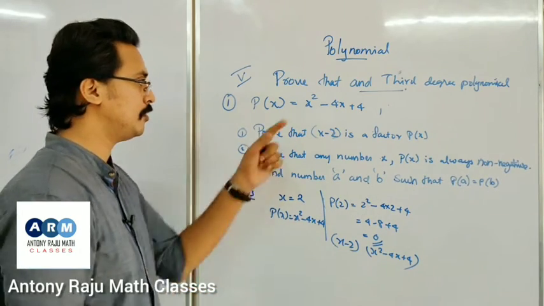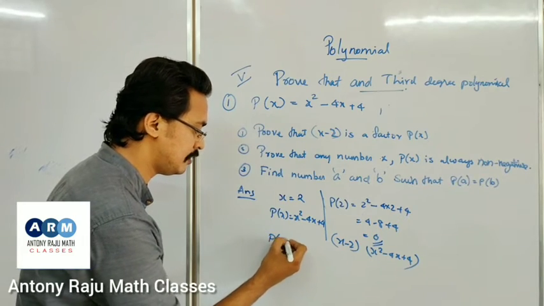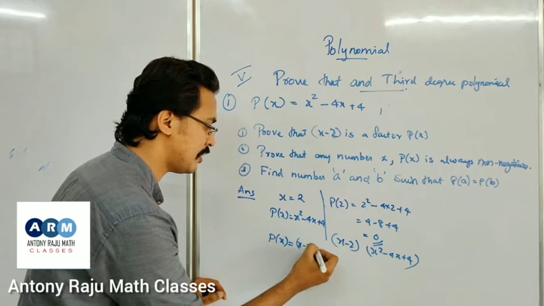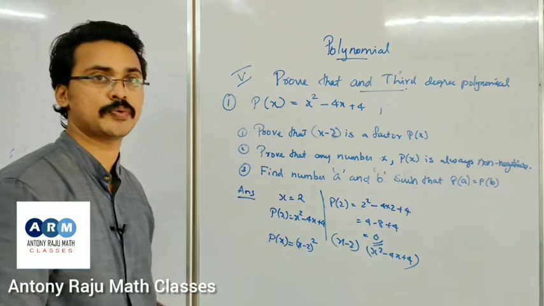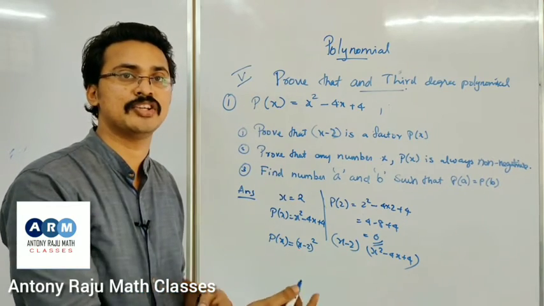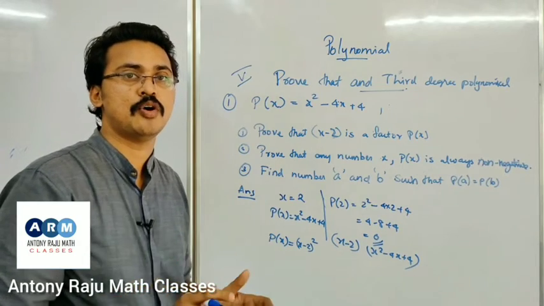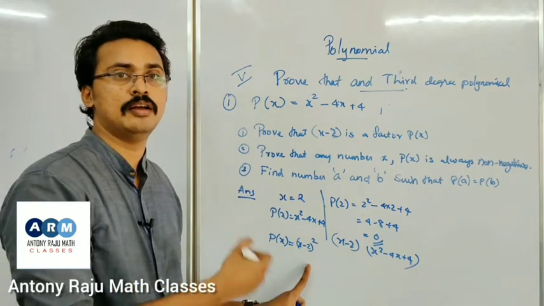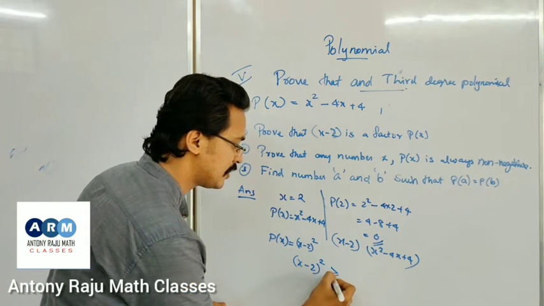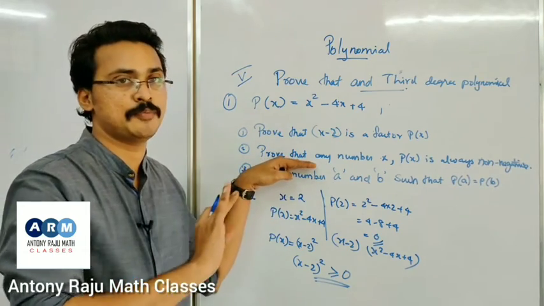We will prove x square minus 4x plus 4, we can write it as a product of two first degree polynomials, that is x minus 2 into x minus 2. That is x minus 2 whole square. Now, for any value of x, we will do the square. So, it should be a non-negative number, that is 0 or a positive number. That means, x minus 2 whole square is always greater than or equal to 0. Hence proved.